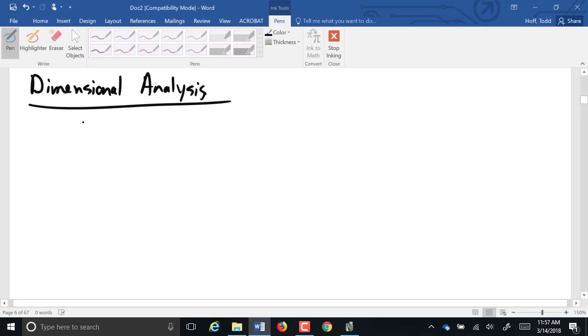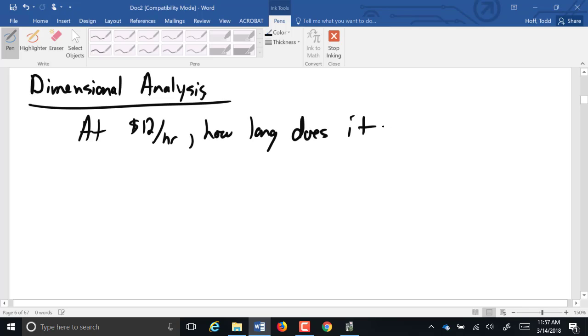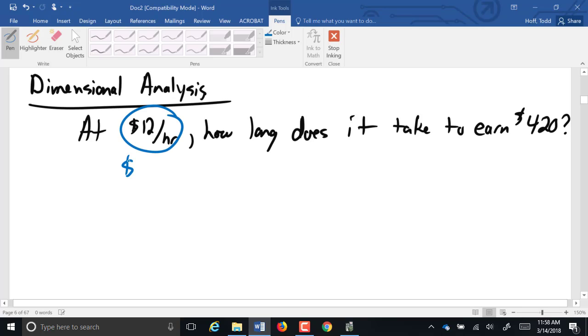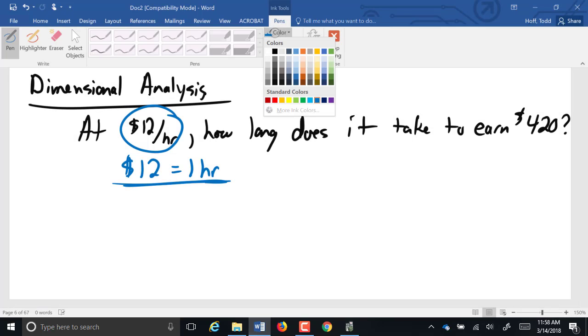Let's say that we want to know, working at $12 per hour, how long does it take to earn, let's go $420. Well, we start, this is a rate, $12 per hour. Remember that rate can be used as an equivalency. $12 is equal to 1 hour. So that's going to be one of our conversion factors.